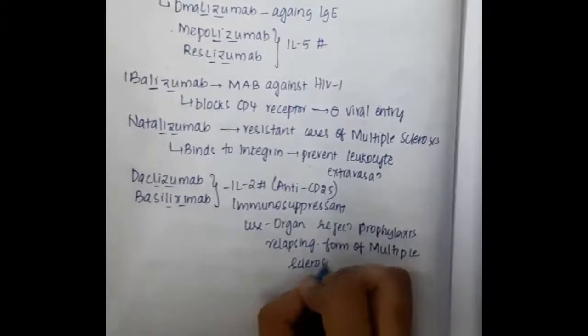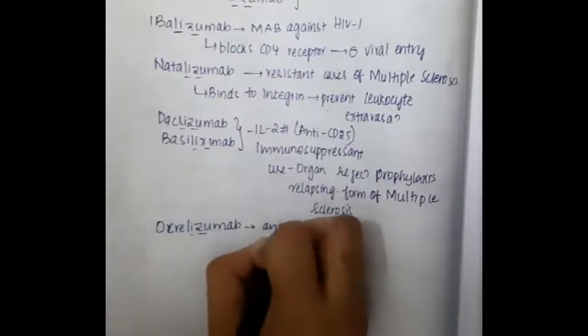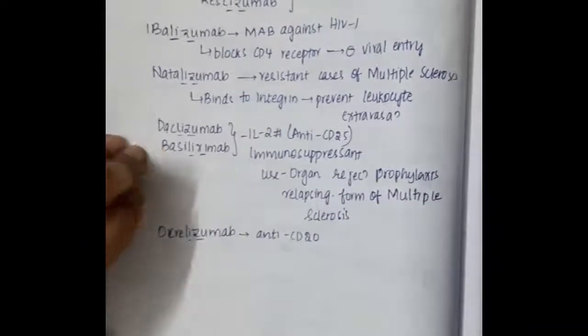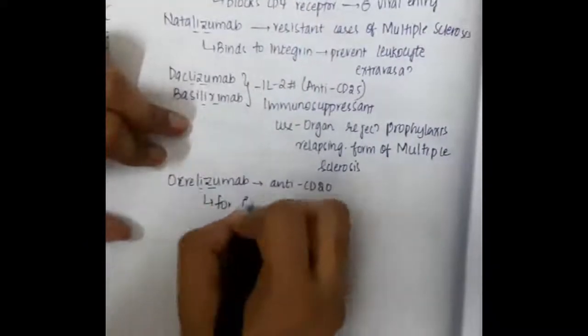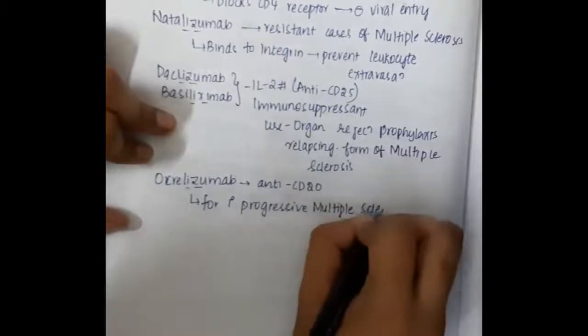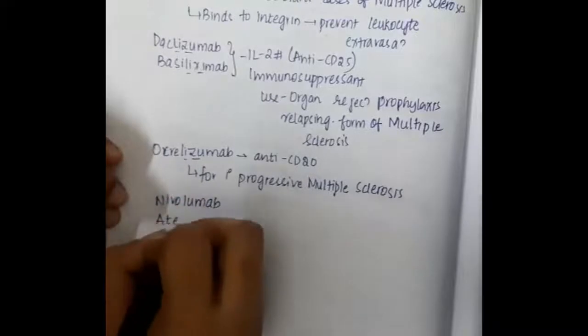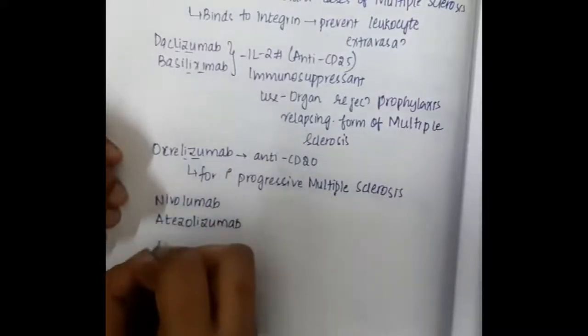Use is organ rejection prophylaxis, relapsing form of multiple sclerosis. Then we have ocrelizumab. Ocrelizumab is anti-CD20 and it is used for primary progressive multiple sclerosis.